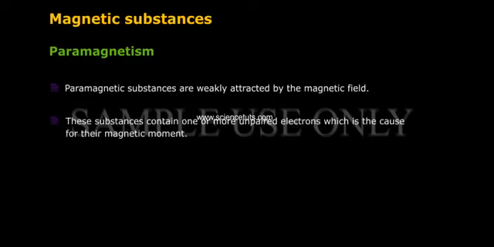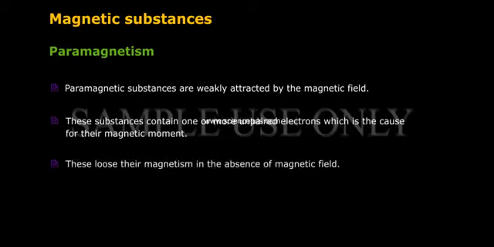Paramagnetism. Paramagnetic substances are weakly attracted by the magnetic field. These substances contain one or more unpaired electrons, which is the cause for their magnetic moment. These lose their magnetism in the absence of a magnetic field. Example, O2, Cu+2, Fe+3, etc.